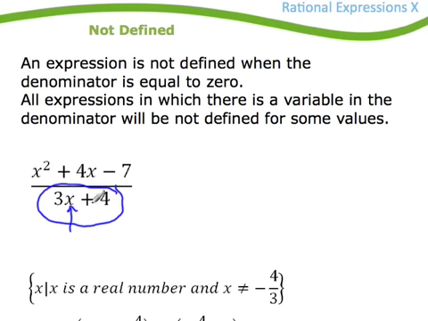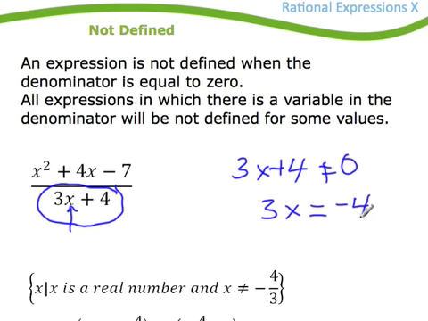So the way I can do that is just take that denominator and say, well, 3x plus 4 cannot equal 0. And then solve the equation that results. Move the 4 to the other side. So 3x cannot be equal to negative 4. Divide both sides by 3. So x cannot be equal to negative 4/3. So this rational expression here is defined for every real number except for this number.